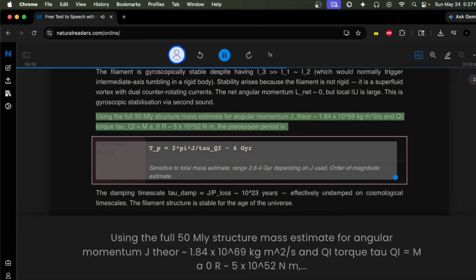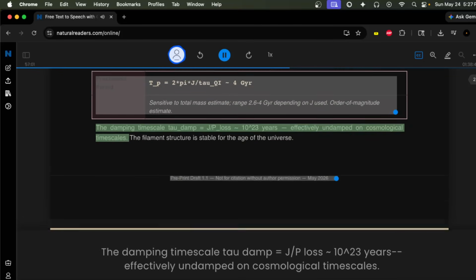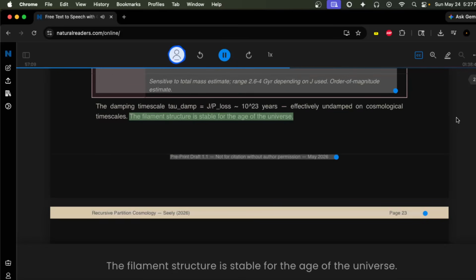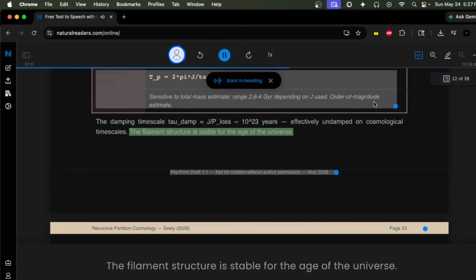Using the full 50 ml structure mass estimate for angular momentum, J Theor is approximately 1.84 times 10 to the 69 kilograms square meter per second, and the chi torque tau chi equals ma0 r, approximately 5 times 10 to the power of 52 nm. The precession period is. The damping timescale tau damp equals J over P loss, approximately 10 to the power of 23 years, effectively undamped on cosmological timescales. The filament structure is stable for the age of the universe.